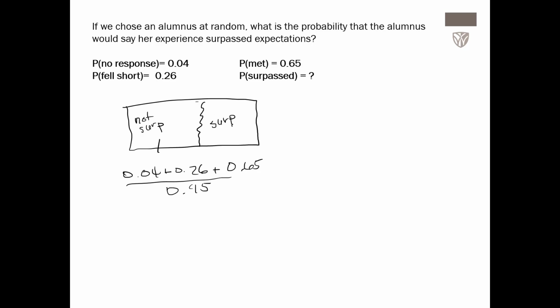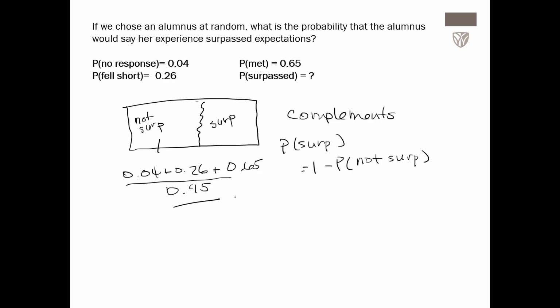And the probability of surpassing expectations, we can use the law of complements, right? The law of complements just says the probability that an event happens, the probability of surpassing expectations, is just 1 minus the probability that the event does not happen. So 1 minus the probability that they did not surpass expectations, right? We just computed that. That probability is 0.95, so this is 1 minus 0.95. And so our probability in this case is just 5%. So the probability of surpassing expectations is 0.05.